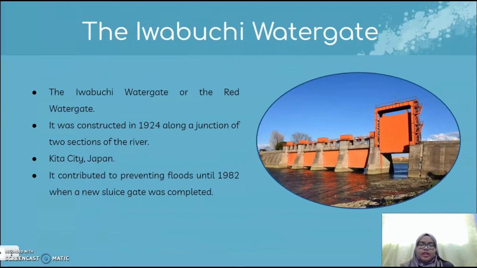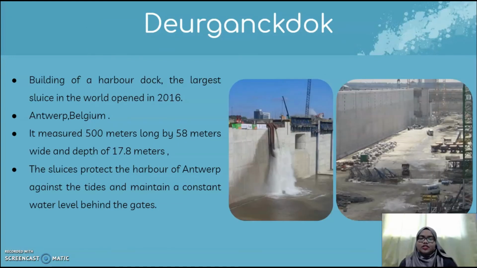For example, the Iwabuchi Water Gate. The Iwabuchi Water Gate, or the Red Water Gate, was constructed in 1924 along a junction of two sections of the river, now known as the Arakawa and Sumida River. It is located in Kita City, Japan. It contributed to preventing floods until 1982 when a new sluice gate was completed, but it is still used in Japan.